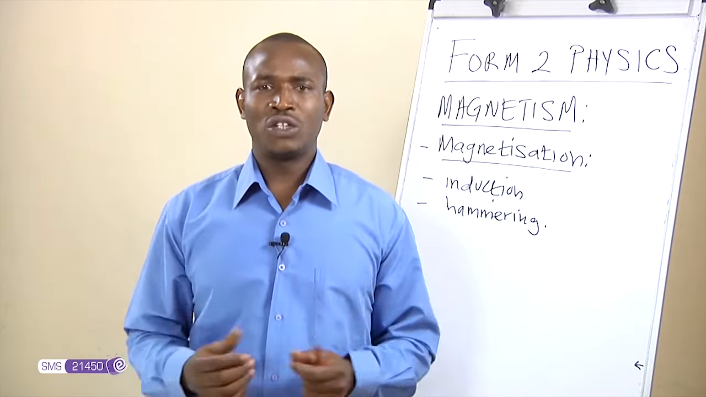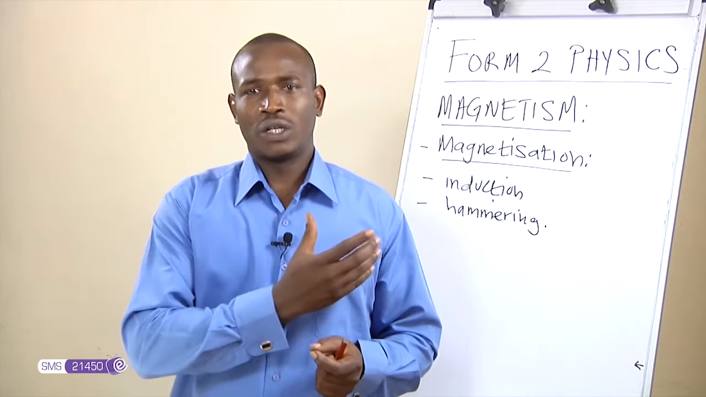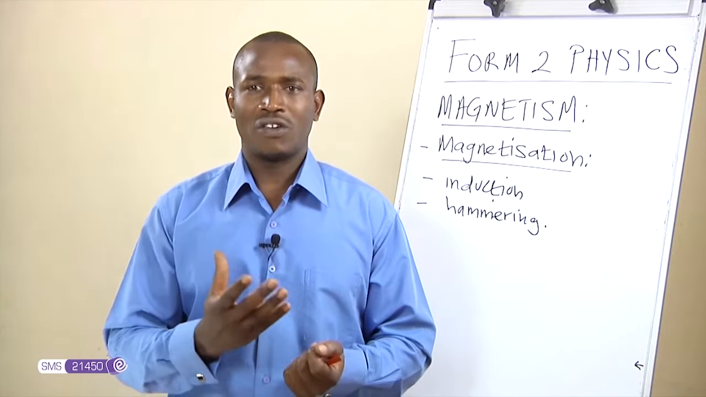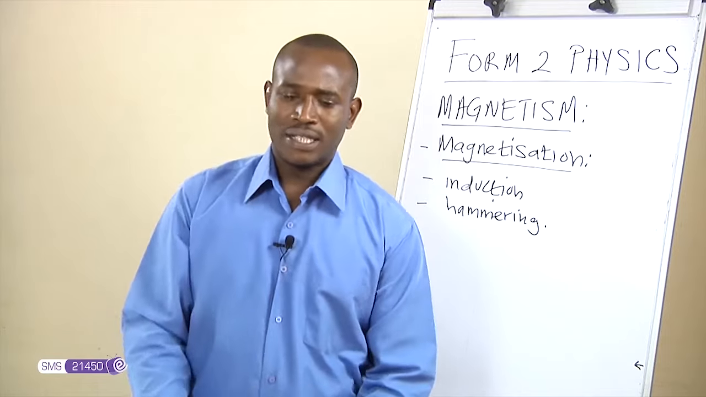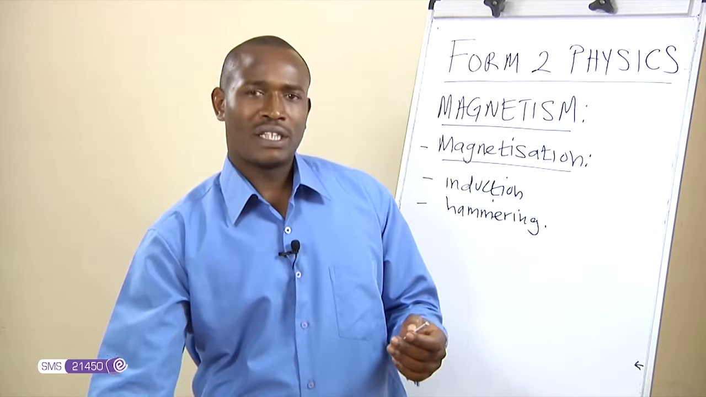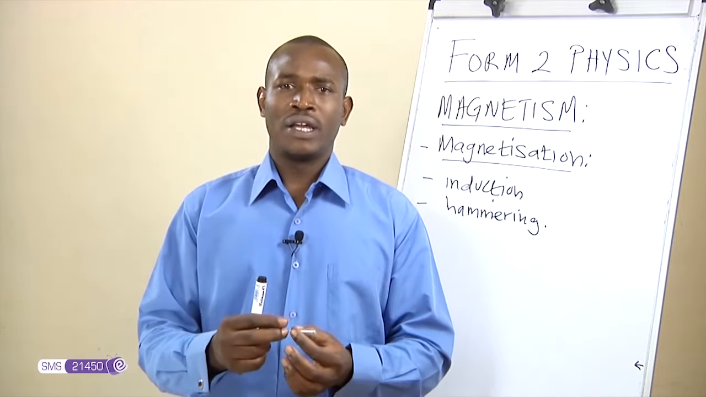So the material to be magnetized and a hammer is all you need to create a magnet by the method of hammering. Suppose you want to magnetize this steel needle, then you also need a hammer. So, the material to be magnetized and the hammer. And the process is very simple.